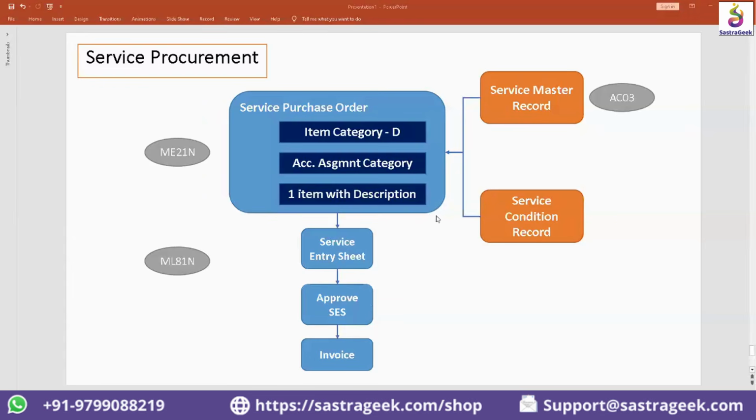Once that service entry sheet is approved, it is considered a kind of goods receipt, whatever we do in MIGO. Once the service entry sheet is approved, it indicates that we have consumed the service after the approval.